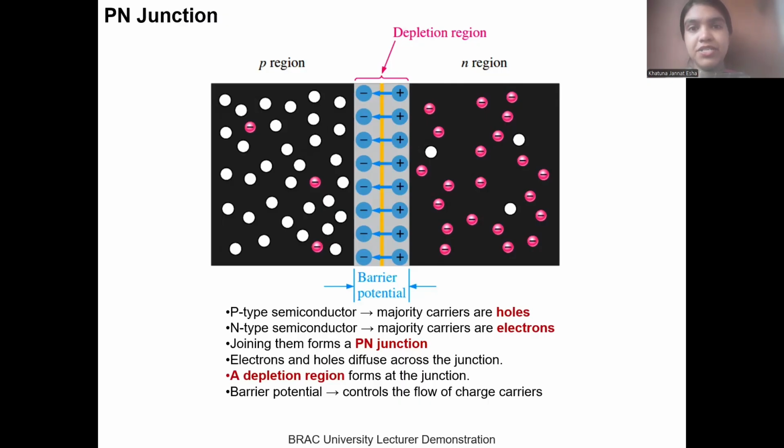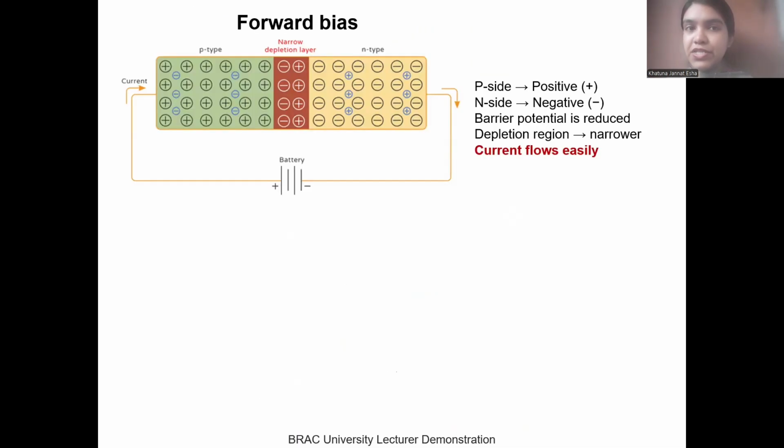In this depletion region, a voltage named barrier potential is formed, and this barrier potential controls the flow of charge carriers. Now tell me, why is this transition region called a depletion region? Normally, this region is depleted of free charge carriers, so it's named the depletion region. Now we need to know about the biasing of a PN junction.